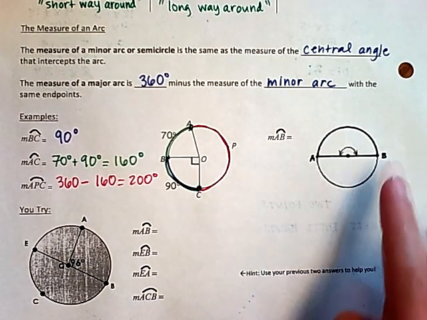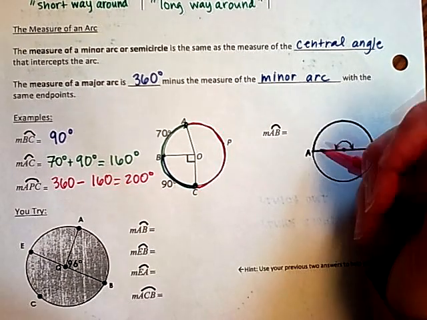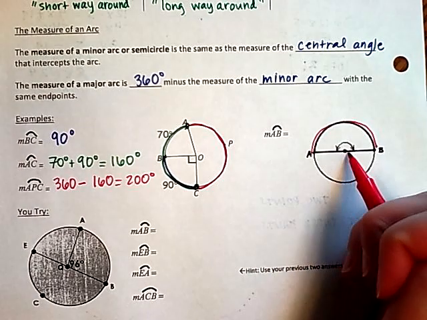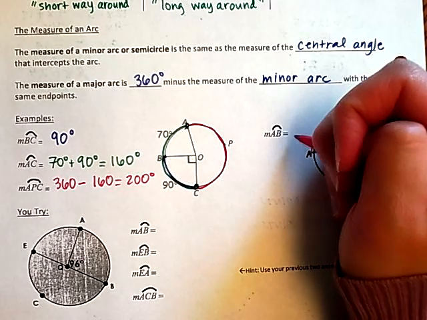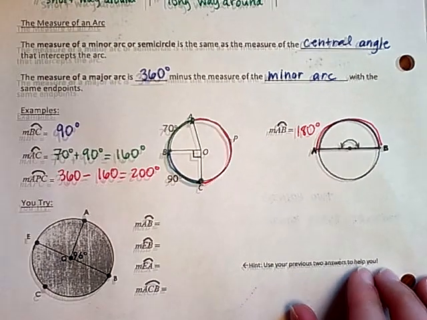Okay, and then we have one example here with the second diagram, which is now here we have AB as a diameter. So what is the measure of arc AB, which would be that? Well, it's exactly the measure of the central angle, which is a straight line. So it would be 180 degrees.